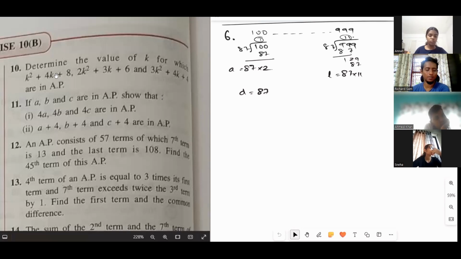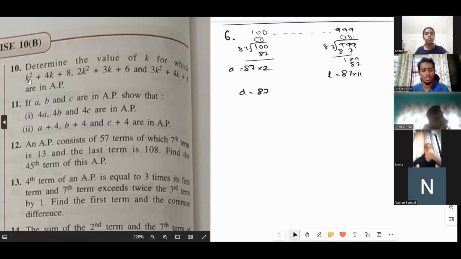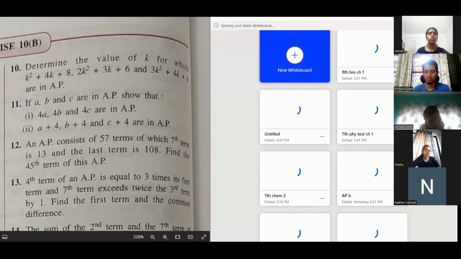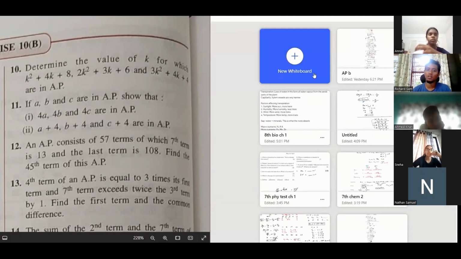Okay, in question 10, they have given: determine the value of k for which k square plus 4k plus 8, 2k square plus 3k plus 6 and 3k square plus 4k plus 4 are in AP. So they have given 3 terms of the AP and they're asking you to find out what is k. How do we do this? The second term minus the first term equals the third term minus the second term.